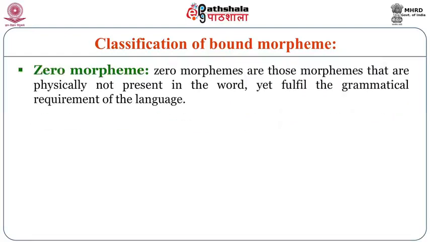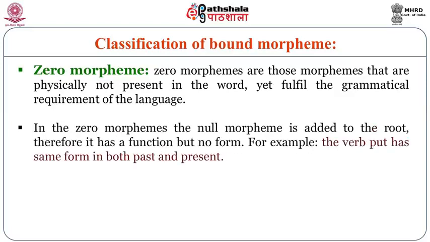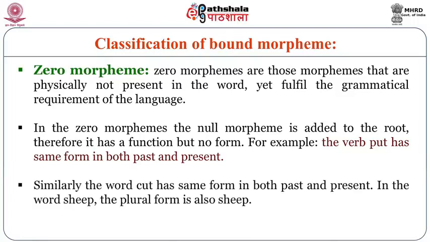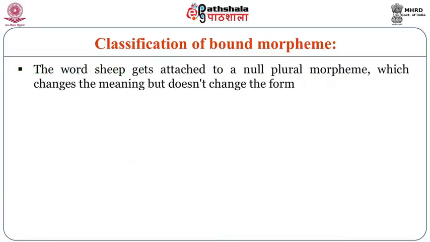We have zero morpheme. Zero morphemes are those morphemes that are physically not present in the word yet fulfill the grammatical requirement of the language. In the zero morphemes, the null morpheme is added to the root, therefore it has a function but no form. For example, the verb put has the same form in both past and present. Put, put, put. Similarly, the word cut has the same form in both past and present, and in the word sheep, the plural form is also sheep. So they are known as zero morpheme. The word sheep gets attached to a null plural morpheme which changes the meaning but doesn't change the form.